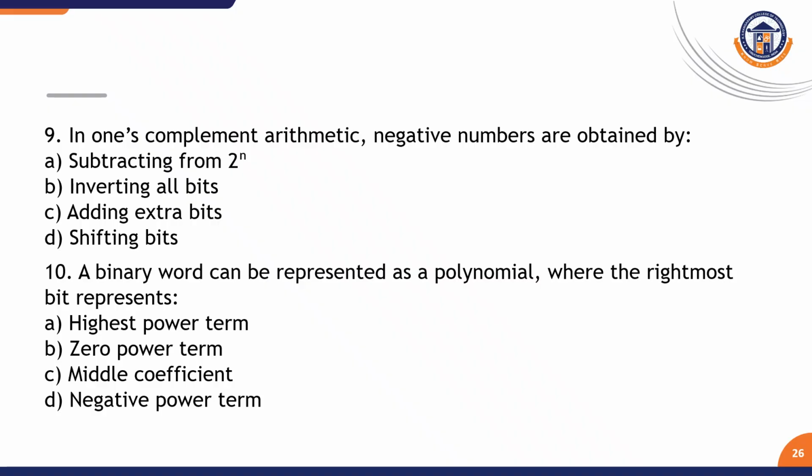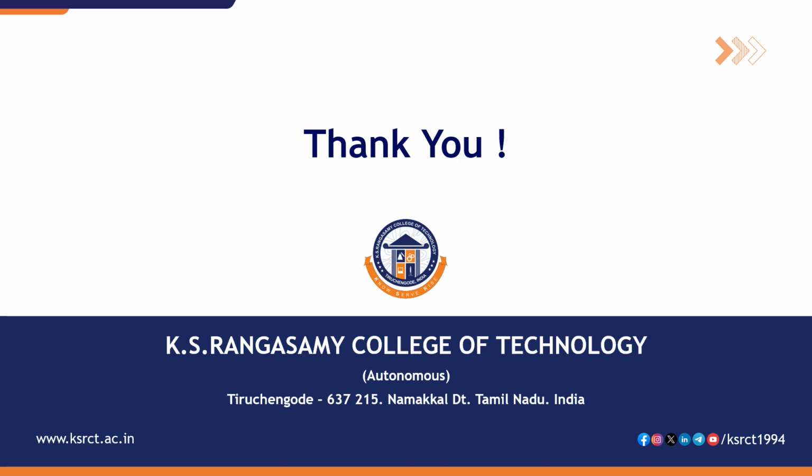The last one: in one's complement arithmetic, negative numbers are represented with one's complement, that is inverting all bits. A binary word can be represented as a polynomial where the rightmost bit will be x to the power 0. Thank you.